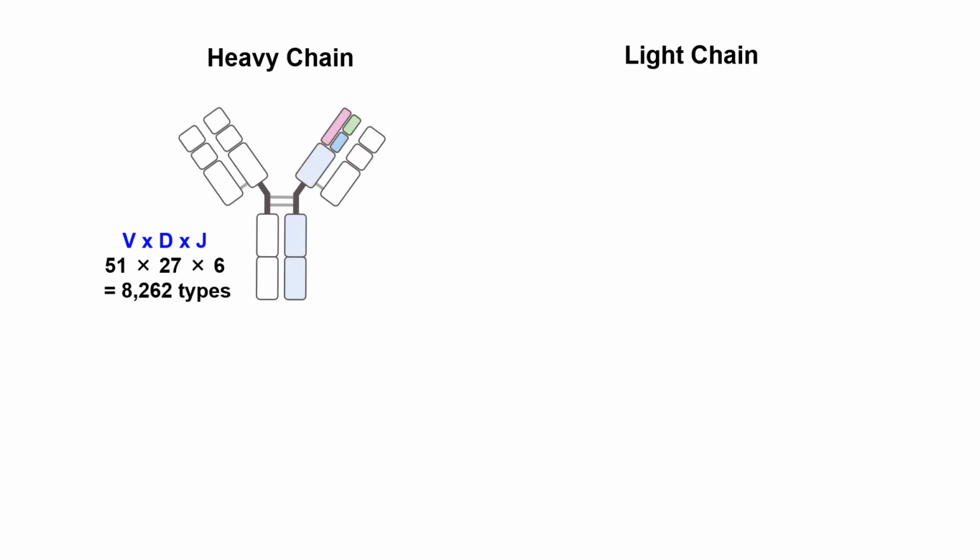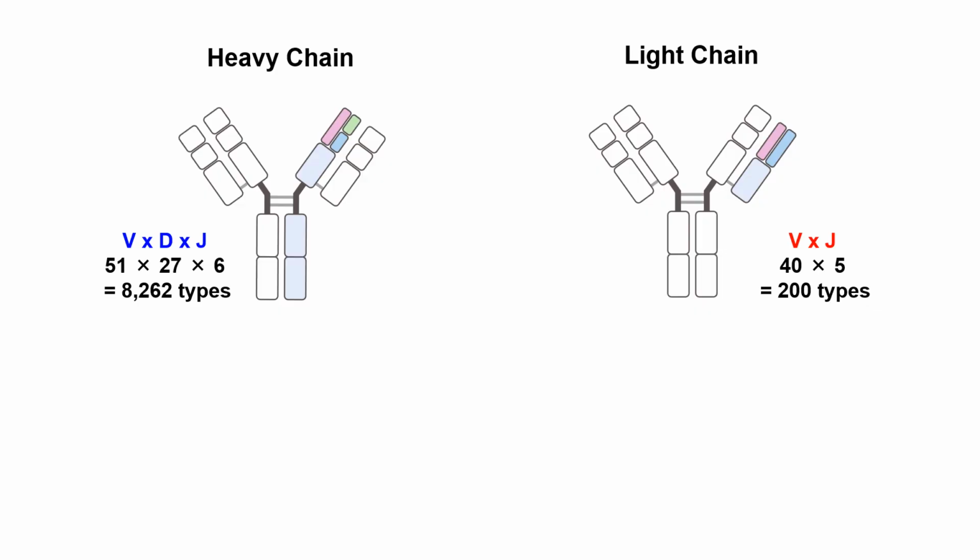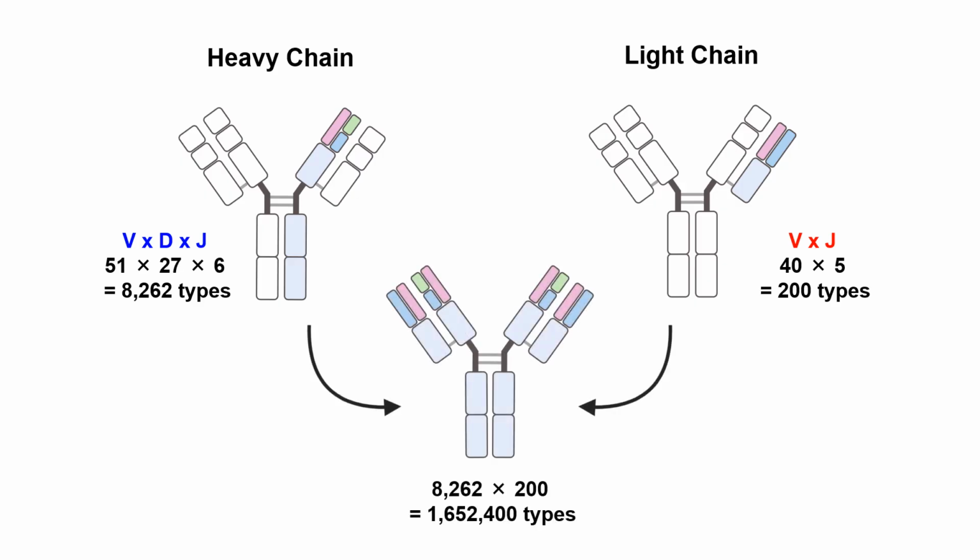For heavy chain, we have 51 V, 27 D, and 6 J. So they can choose randomly any of those V, D, J one by one, and those combinations can make 8,262 different kinds of heavy chains. In the light chain case, 40 V and 5 J makes 200 types of light chain. Now, these two can make fully random combinations together. Altogether, this can make almost 1.6 million different antibodies.